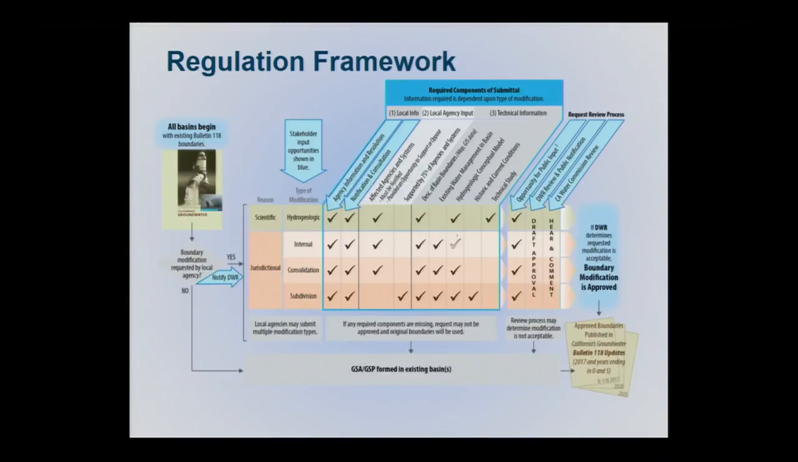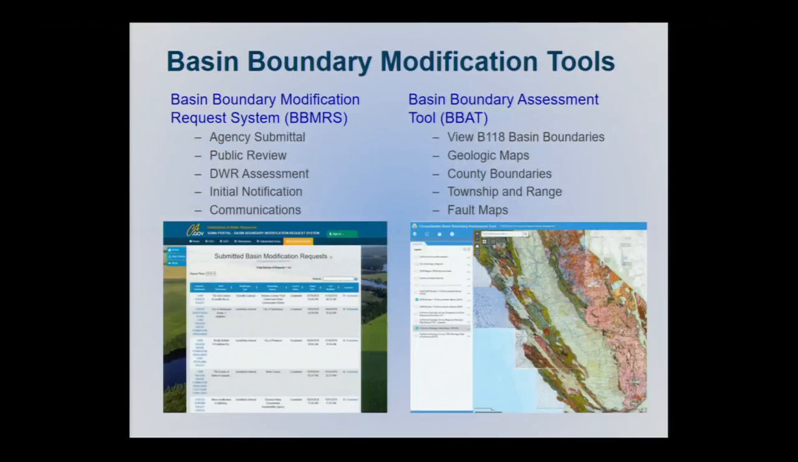Other things that are worth noting are the blue arrows, which show opportunities for stakeholder input. And I can go over the different opportunities that were present within this process later on in some other slides here. Web-based request records and map tools.